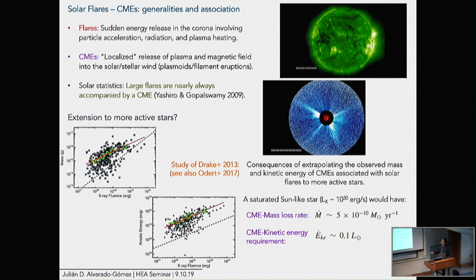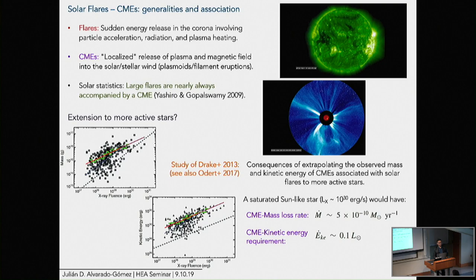When you do this calculation and extend this relation to the flare activity of active stars, you reach these numbers. And these numbers may not tell you anything right now, but I will tell you that if you do the analysis, these numbers make no sense for what we know about mass loss in stars, the kinetic energy, and the conservation of energy.